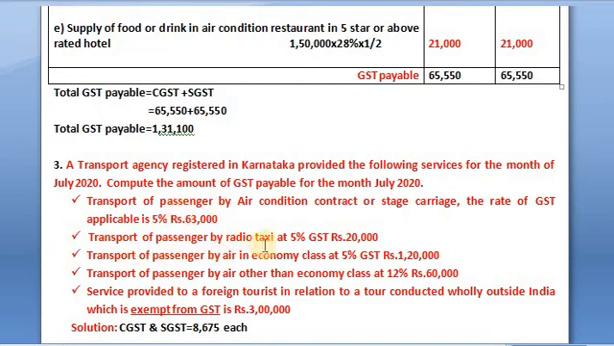Transport of passengers by radio taxi, roadways. Obviously it is passenger or goods, it is taxable. 20,000 into 5 divided by 2. And next, transport of passenger by air in economy class. Whether it is business class or economy class, airways means it is taxable. So this again is taxable.